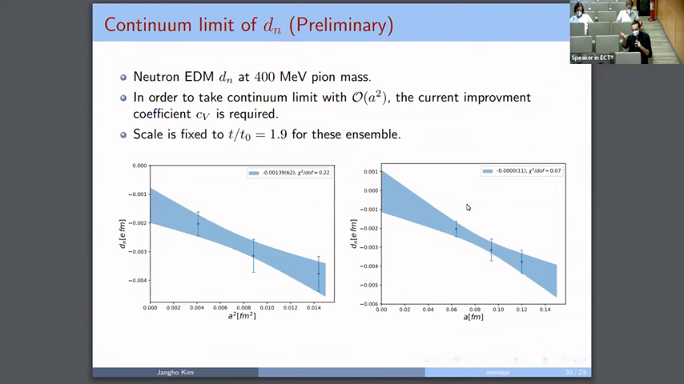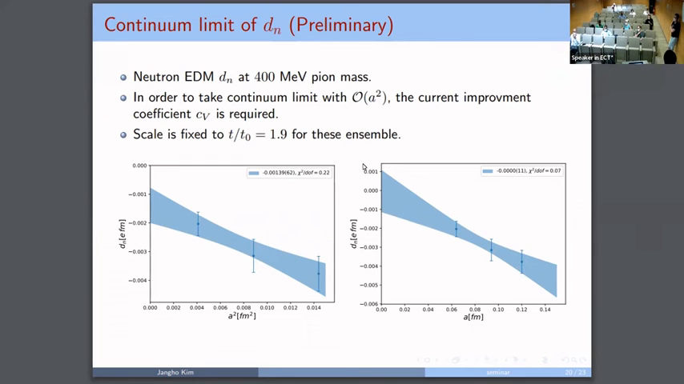Yeah, like these pictures here. This result is very sensitive to the order A squared improvement. So to get the final results, essentially we need this order A squared improvement. Otherwise, we will get 0.